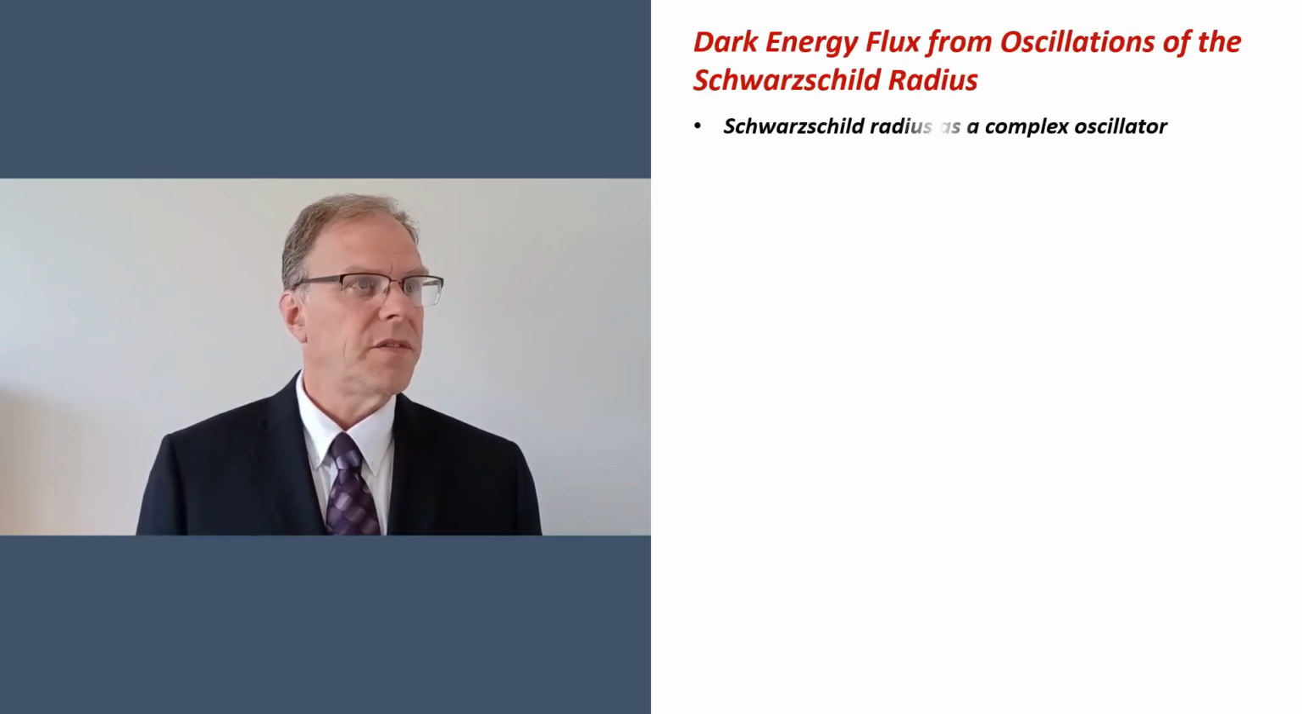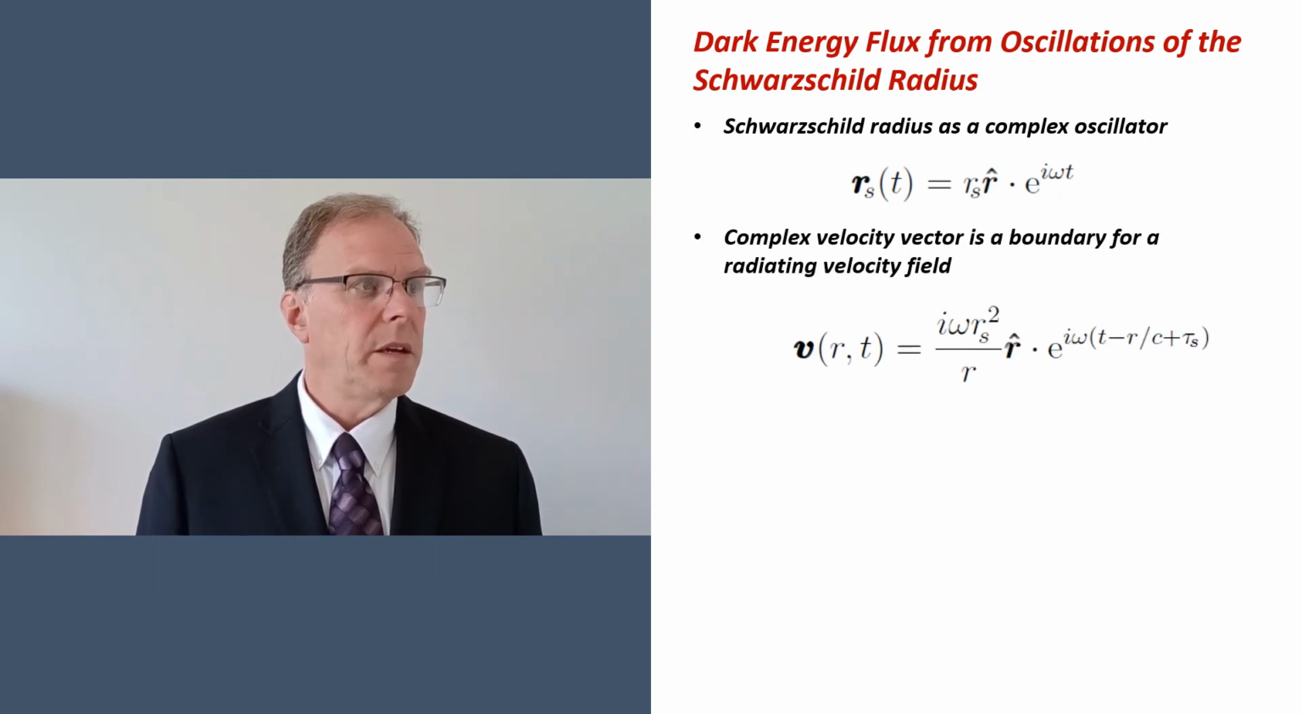Before extending our theory to strong gravitational fields, it's necessary to discuss the source of the dark field and the weak field limit. First, we extend the definition of the Schwarzschild radius as a complex oscillator. In this equation, the frequency of oscillations is currently unknown. A simple time derivative of the radius becomes the boundary of a vector velocity field propagating longitudinal traveling waves.